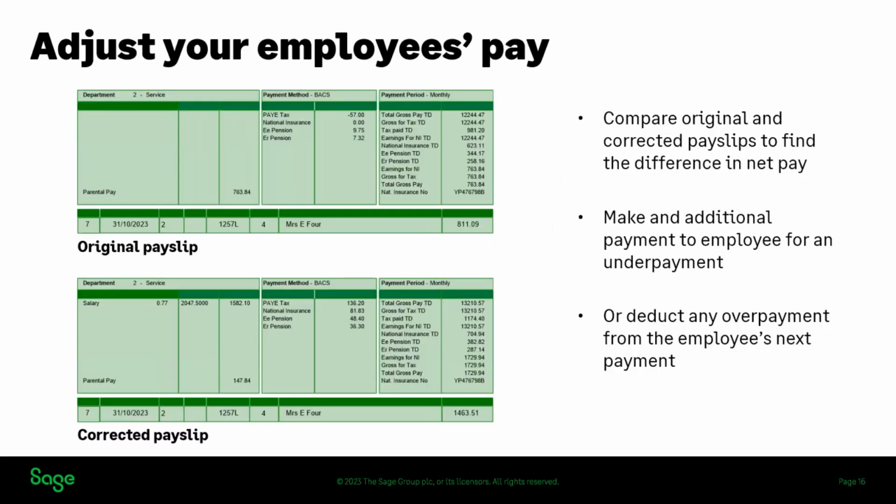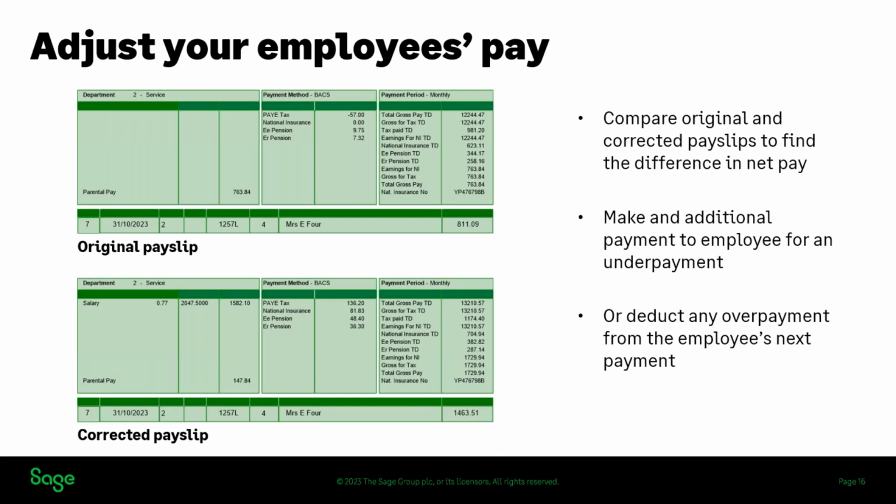So let's take a look at net pay first. So I'd suggest to correct the net pay, you compare the original pay slip with the corrected pay slip. So on the screen here, you can see the 2 pay slips that we had for our employee that we corrected who returned from maternity leave. So you can see the original net pay, 811, corrected net pay, 1463. Take one from the other, and you know how much extra you then need to pay to the employee. So you can either do that outside of payroll, or if you want to include it on the next pay slip, you can do a post-tax, post-NI payment in this case.